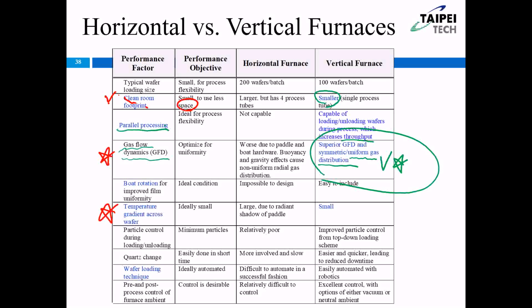So when you have uniform gas distribution across each silicon wafer, it means the film quality, film thickness, will be uniform between different silicon wafers. For example, if I want to grow silicon dioxide, we can have uniform oxygen distribution across the silicon wafer. So the uniformity within a silicon wafer and between two silicon wafers will be better.